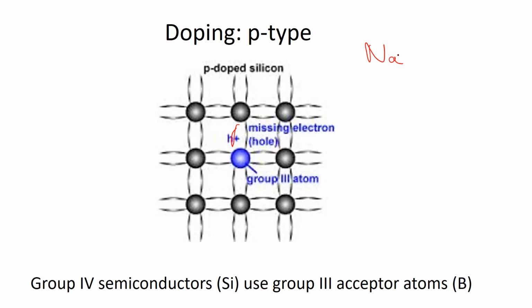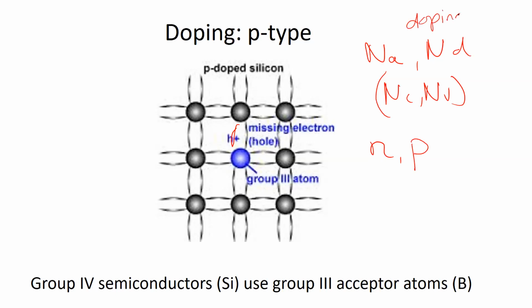You mustn't confuse these symbols representing doping, Na and Nd, with the effective densities of state in the conduction and valence band, which we call Nc and Nv. So just put those in brackets. And also, of course, don't confuse them with the density of conduction charge carriers, which we call N for the electrons and P for the holes. Those are the holes in the valence band, and N is the electrons in the conduction band. The doping concentration is Na and Nd.